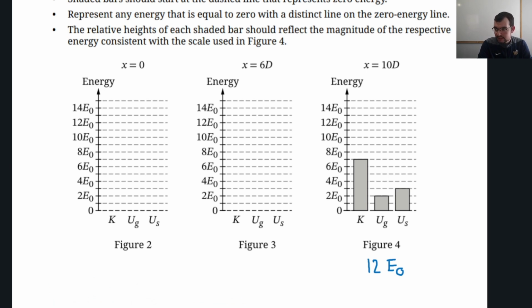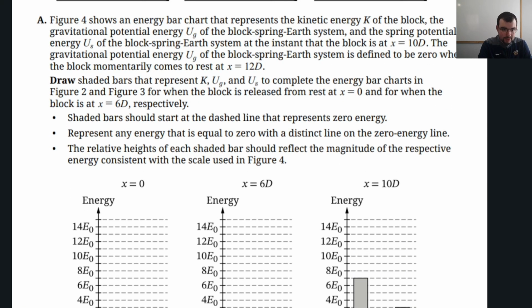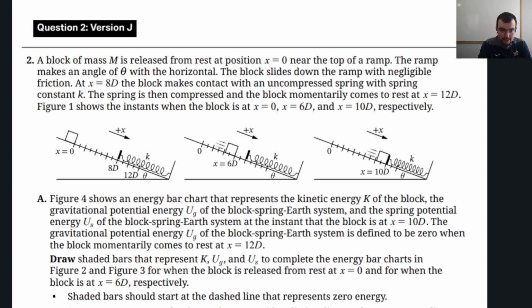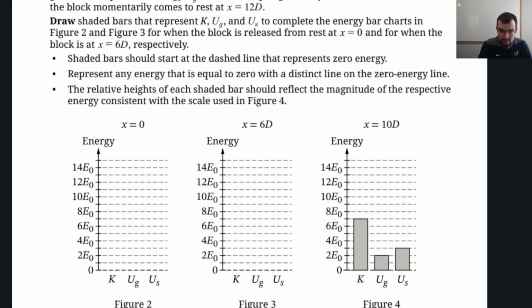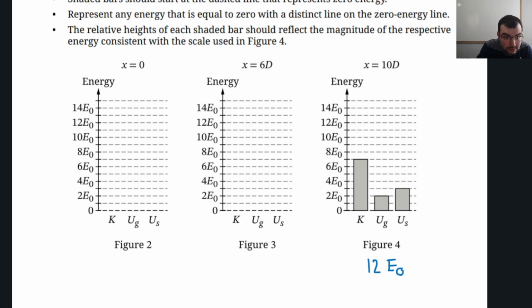So what that allows me to do is figure out pretty easily that I need to add to 12 each time. So first, when we're at rest on top of the ramp, that's pretty easy because it is just gravitational potential. So I am going to draw a bar that is 12E0 tall for UG, and then K and US are 0. Actually, I think we want to draw this 0 bar. So we got 12, 0, and 0.